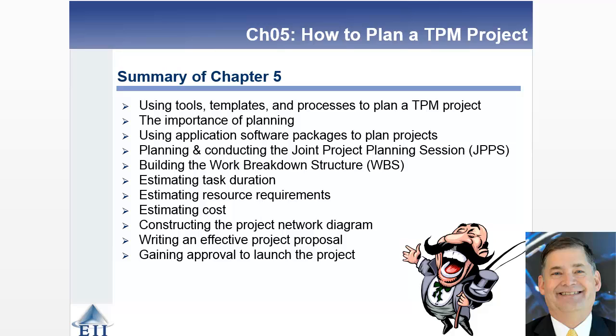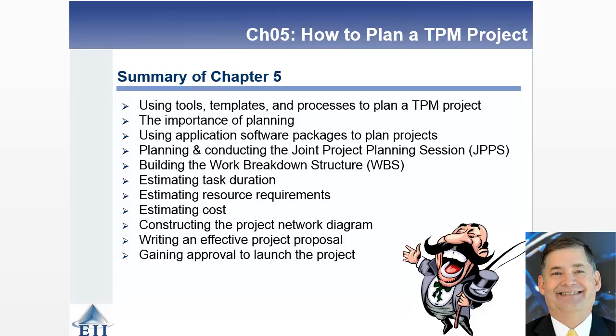Then finally, we're going to get into the project network diagram and looking at how you determine the critical path, how you determine slack, how you do project schedule compression. All of those things will be a component that we look at. So the 3 things I want you to focus on again during this chapter are the joint project planning session, that work breakdown structure, and then how to build a project network diagram.